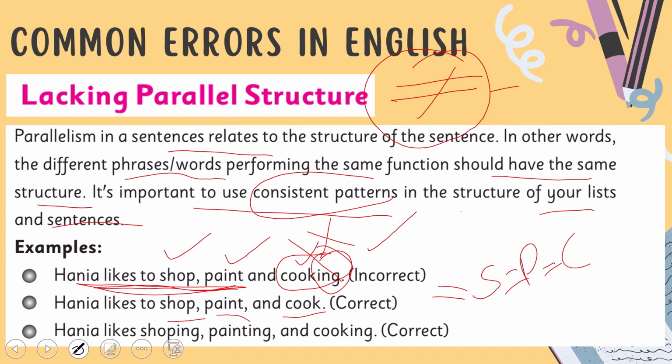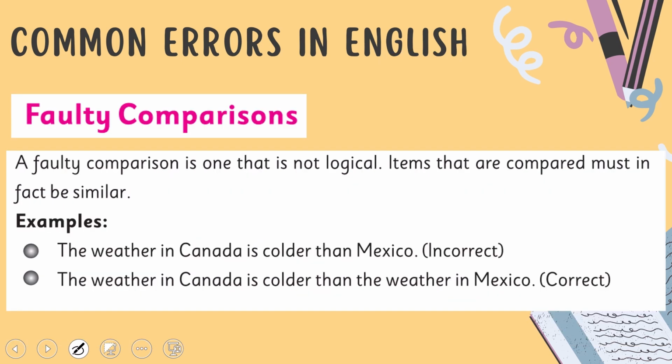Shop, paint, and cooking is not equal. Hania likes shopping, painting, and cooking. This is correct because we have "ing" in all these three things. So that is parallel. We want that. Okay, just stay with me.